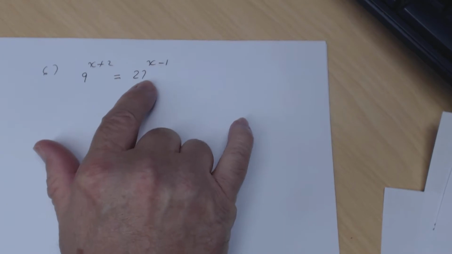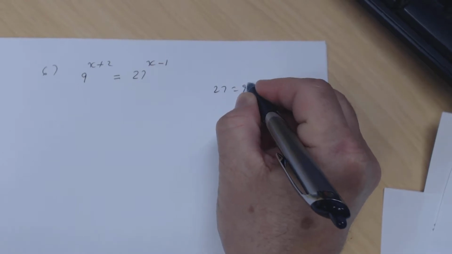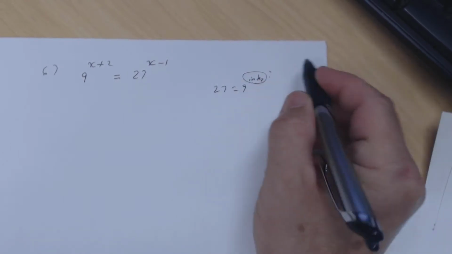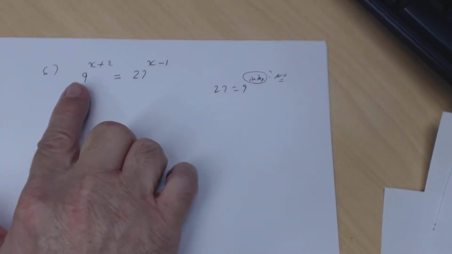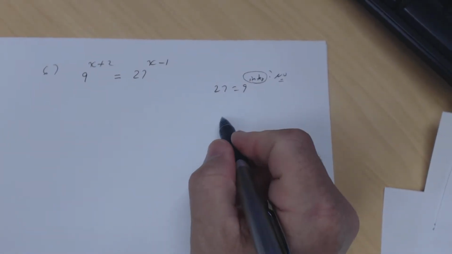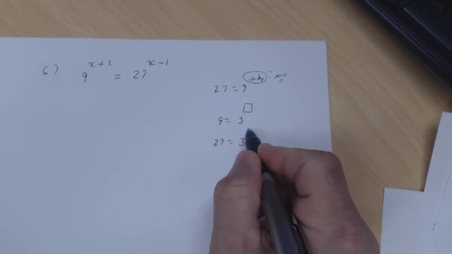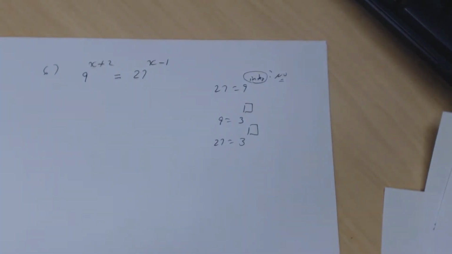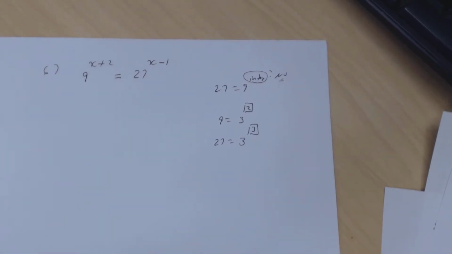So can I rewrite 27 as 9 to a power, 9 to an integer? The answer is no. So let's think about our prime numbers. What prime number do you think will go into 9 and 27 at the same time? The answer is 3. 3 will go into 9 and 3 will go into 27. So here's what you want to do. You think of this first. 9 is 3 to what power? And 27 is 3 to what power? That's what you've got to think of. Well, 9 is 3 squared and 27 is 3 cubed.